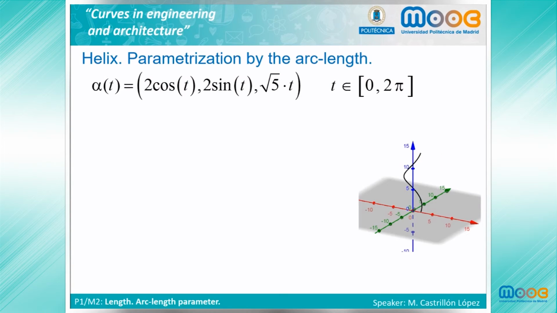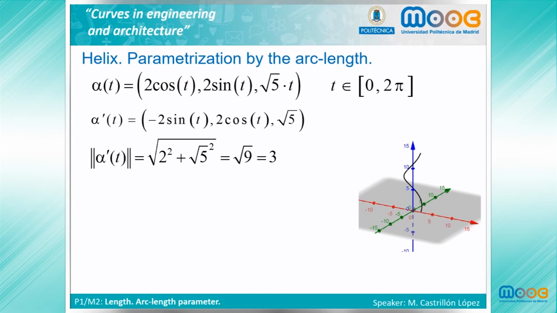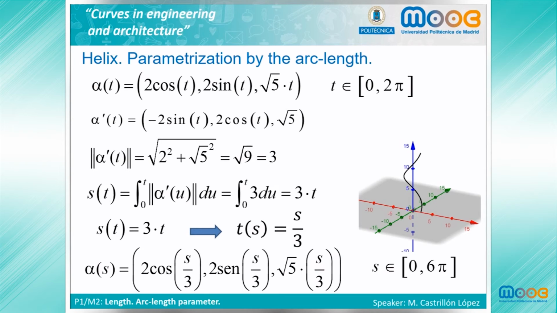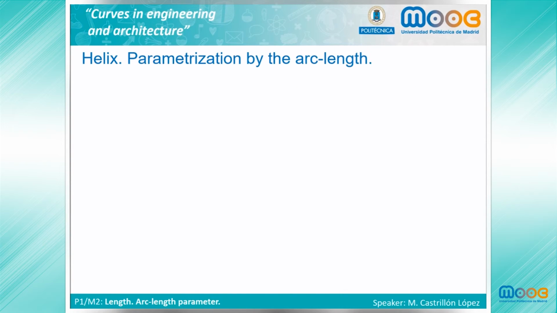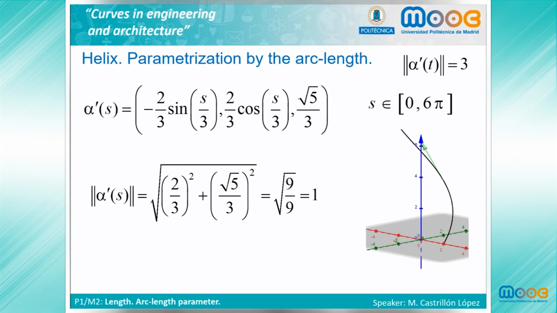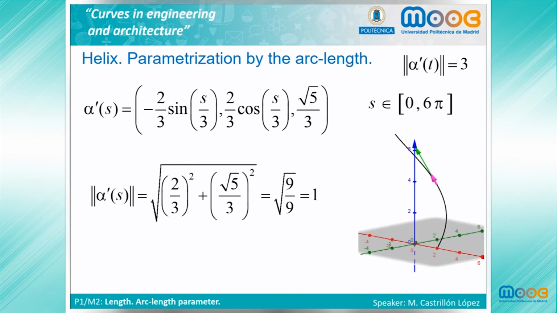We now show another example, in this case the helix of radius 2 and pitch per twist the square root of 5. We calculate its derivative and the norm of the derivative. This norm equals 3. Then s of t is 3 times t, and t of s is s over 3. We can rewrite the helix by the natural parameterization as it appears at the bottom of the screen. When the helix is parameterized by t, the speed, that is, the norm of the derivative, equals 3. This is the green vector on the image. But when the helix is parameterized by s, then the speed, the norm of the derivative, equals 1. This is the pink arrow of the image.